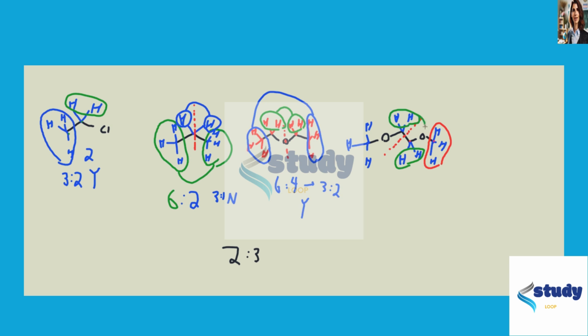So we know that these 2 protons must be the same as the other two on the other side of the internal plane of symmetry, and these three must be the same as one another. So once again, we have a 6 to 4 ratio of protons, which reduces down to 3 to 2. So yes, we do have that 3 to 2 ratio the question is asking for.